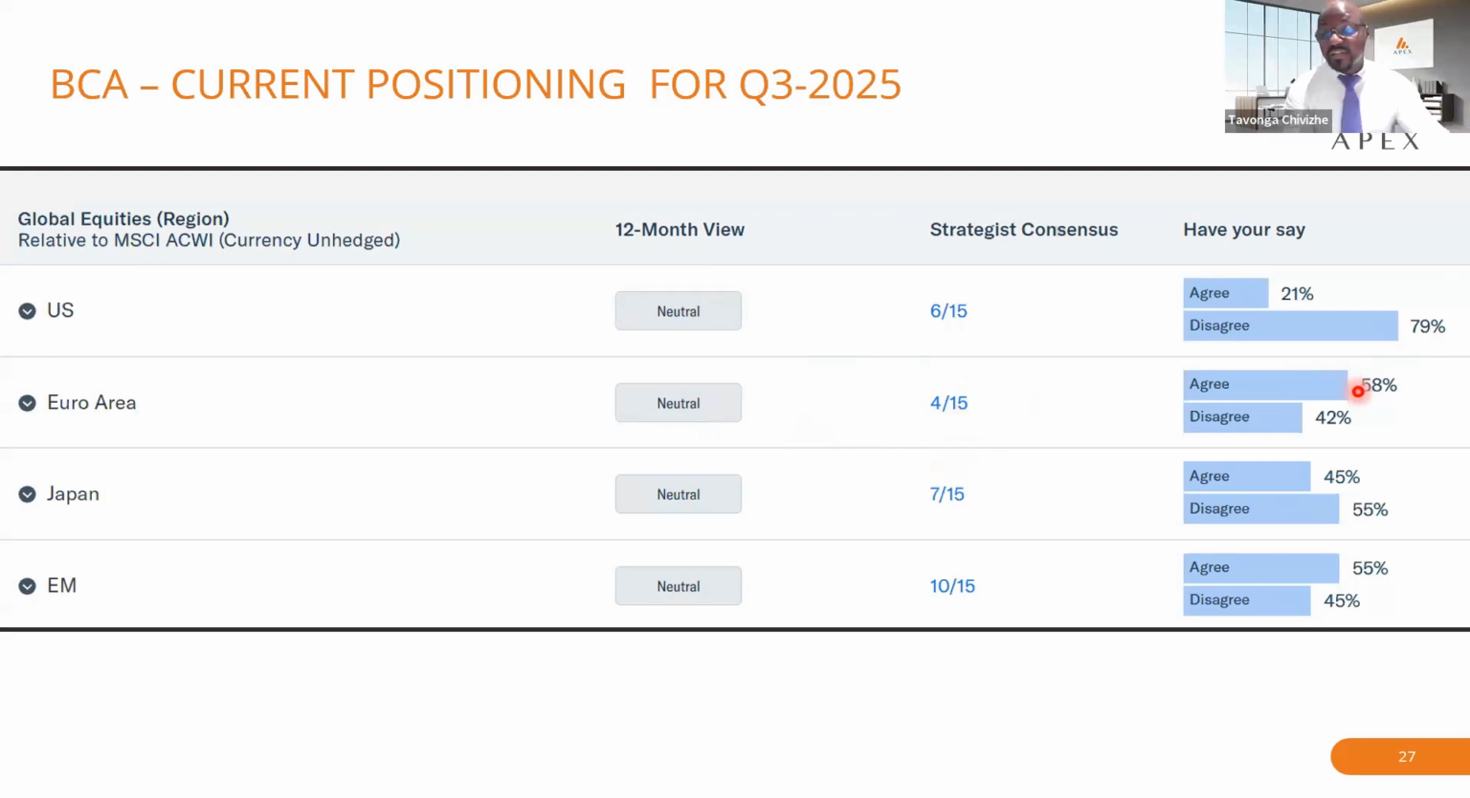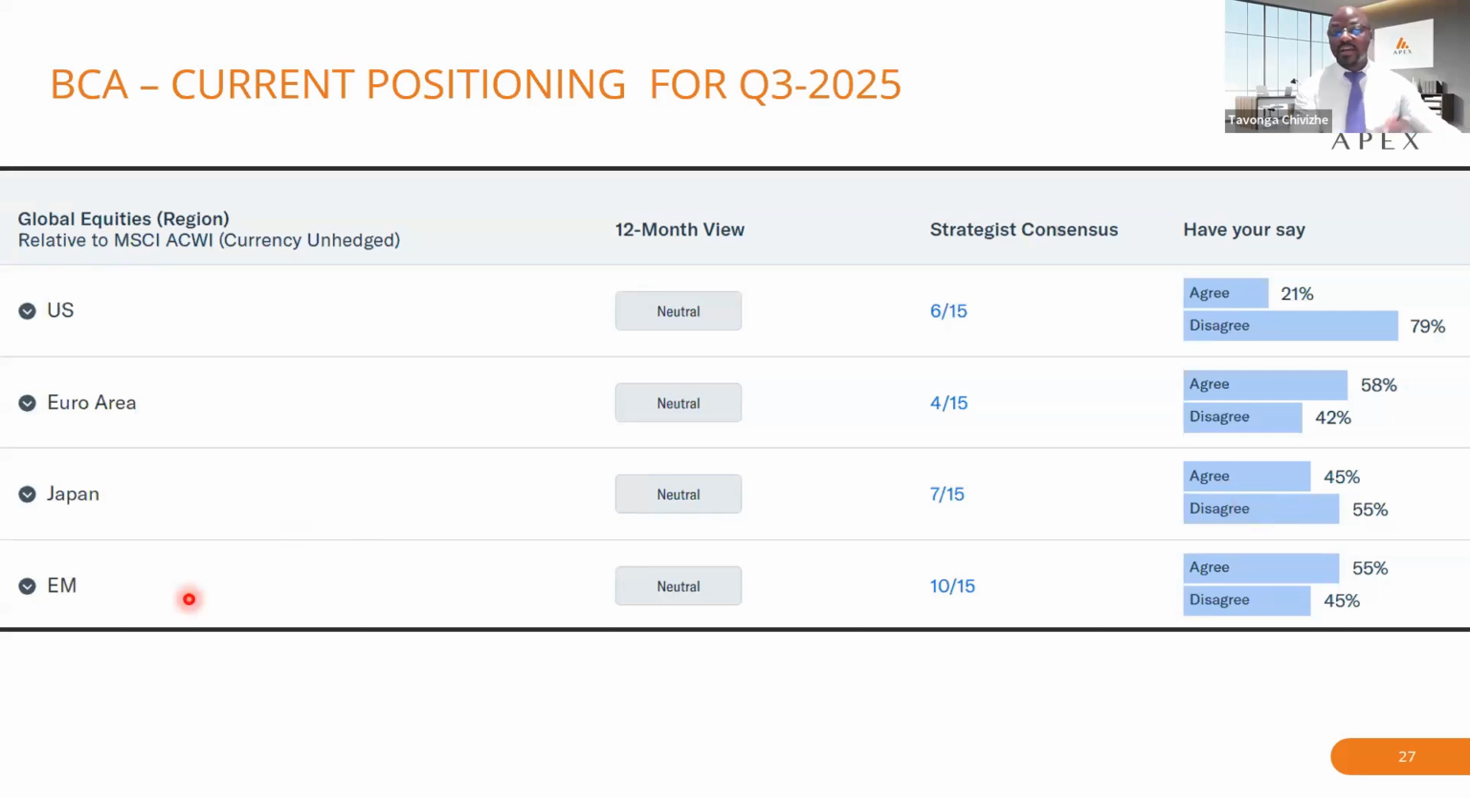European equities neutral, a very terrible consensus, 4/15. But funny enough, the guys who subscribe to BCA love European equities for whatever reason. Japanese equities we're starting to buy into, but only 2.5%. They are neutral. You can see this is a 50-50. But as far as subscriptions are concerned, we are pretty much in the minority, 45%, whereas 55% disagree.